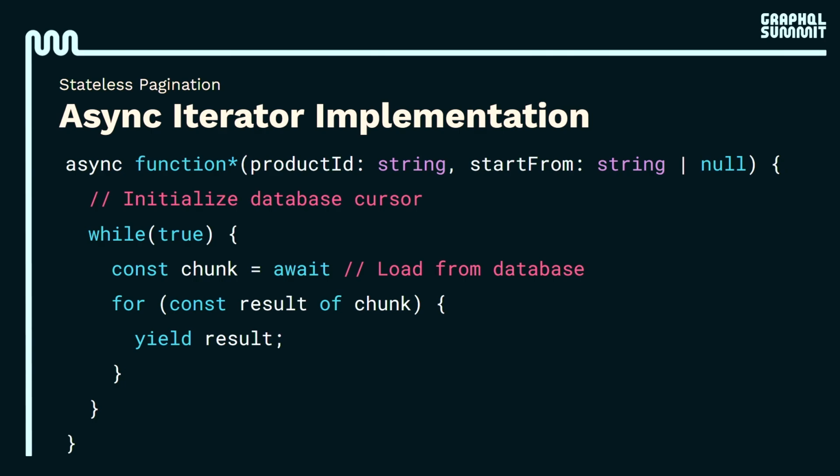So what this means for our consumer is that next time we load a chunk, it's completely opaque, and the consumer doesn't need to worry about any of the semantics of the database cursor or where it was at. It can just start from here.